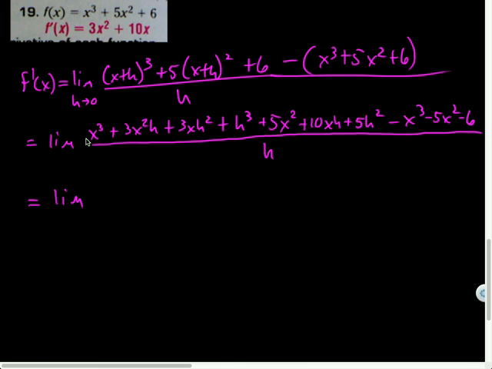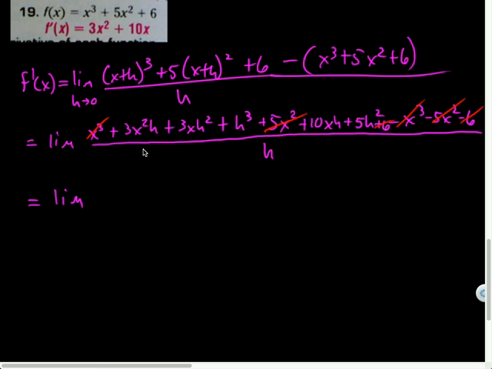All right, I see an x cubed killed off by an x cubed negative. 5x squared and 5x squared. 6 and 6. Did I lose my 6? Yeah, you did. There's a plus 6 hiding right here. It was written with the black ink, so it didn't show up well. Okay, and notice all of my remaining terms in the numerator have at least one h.